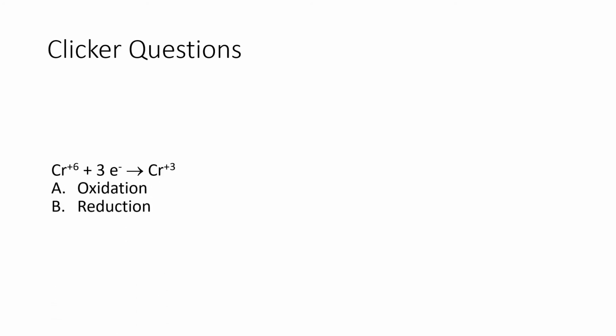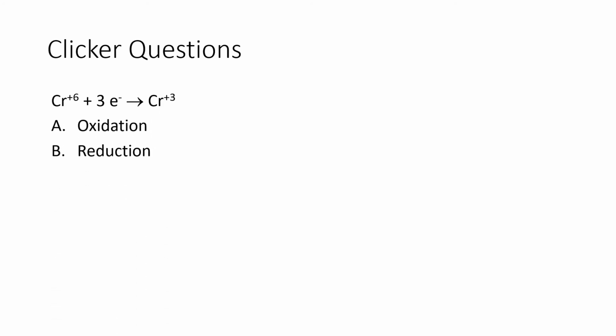All right, last round of these clicker questions. We have the chromium 6 ion plus 3 electrons yields the chromium 3 ion. Is this an oxidation or a reduction? Okay, well, the way I look at this one, we've got 2 ways we can answer this. One is to look at the oxidation numbers. I know I'm jumping ahead.